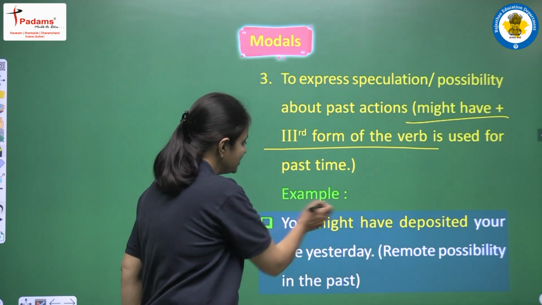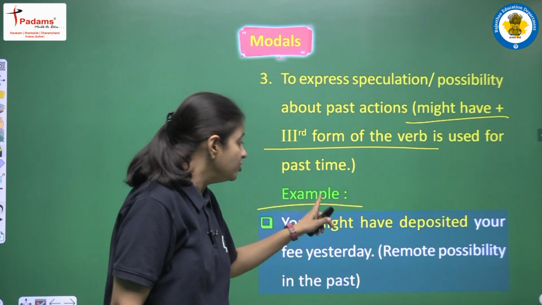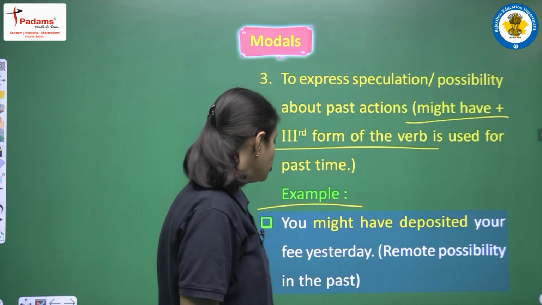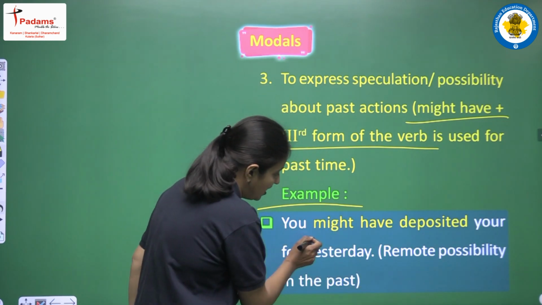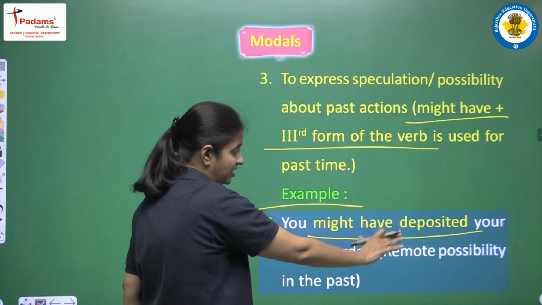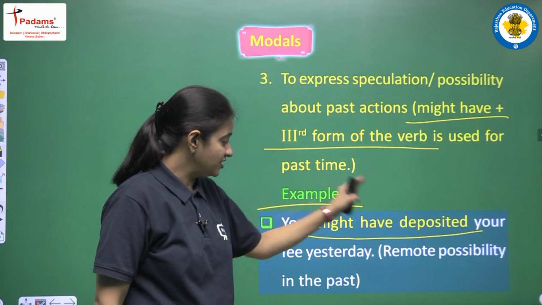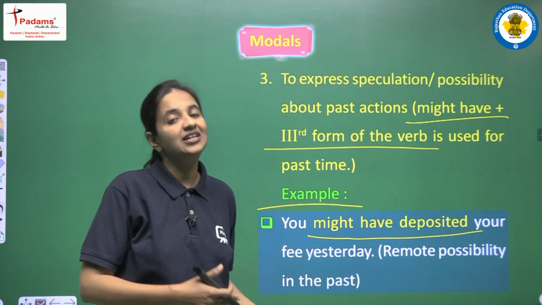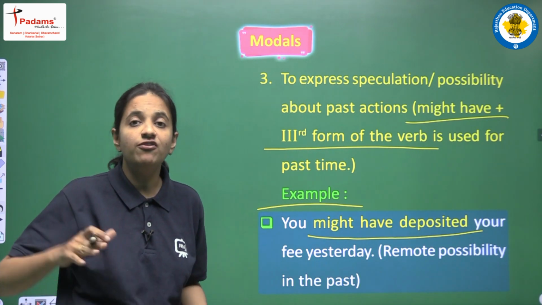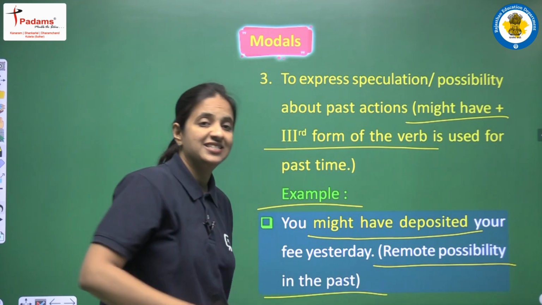So now let's see the example to clear this thing, what it actually means. Let's read the example. You might have deposited your fee yesterday. So here we have this pattern, that is might have plus third form, that is deposited. With the help of this structure, we can show the possibility of a past time, and this is a remote possibility in the past time.